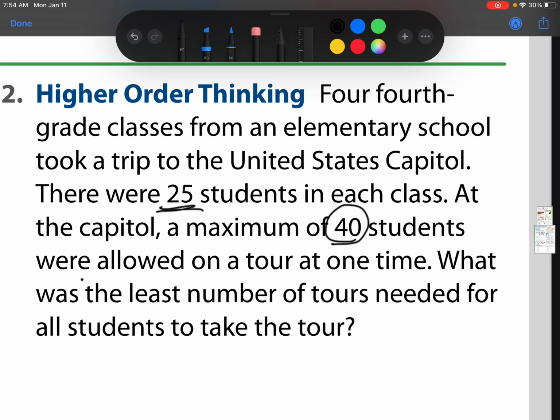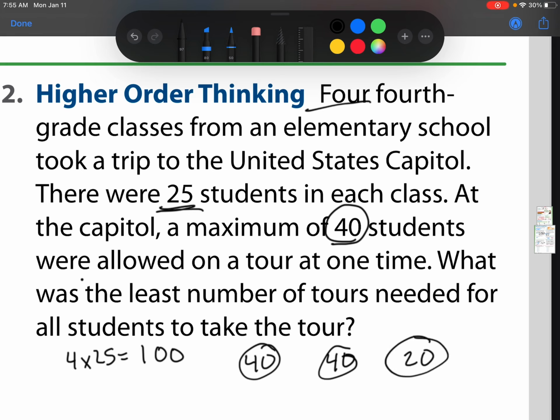Well, it's telling us we have 4 classes of 25. So right there, that's 4 times 25, which I think of as quarters, which is $1, which means this is 100. We can only make tours of 40. So that's going to be 40. This will be 80. And that's 2 complete tours, but we can't leave those other kids out, those extra 20. So that means we need another group. So how many tours will we need? We will need 3 tours.